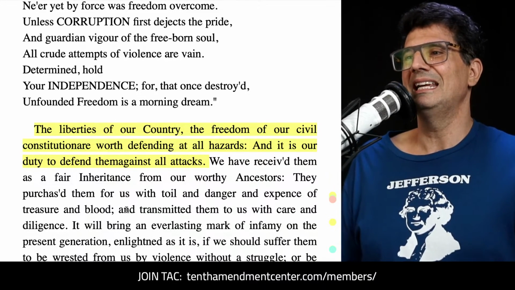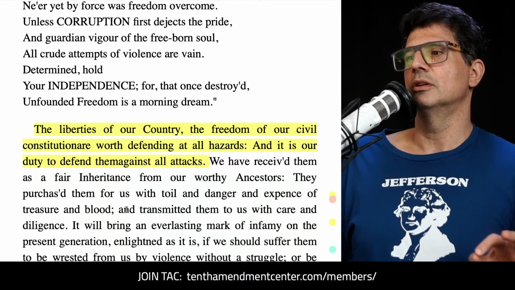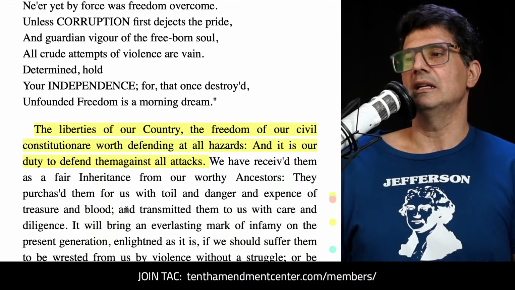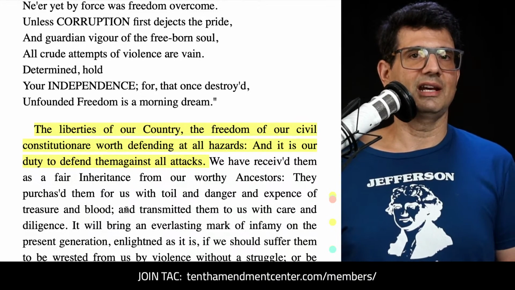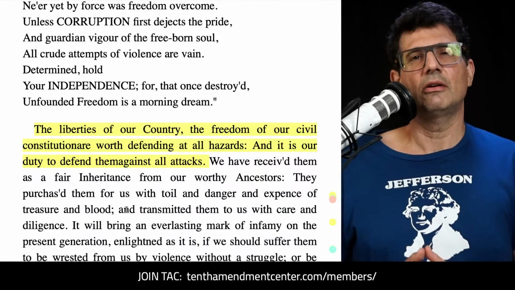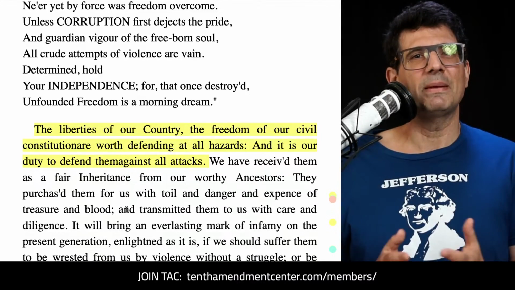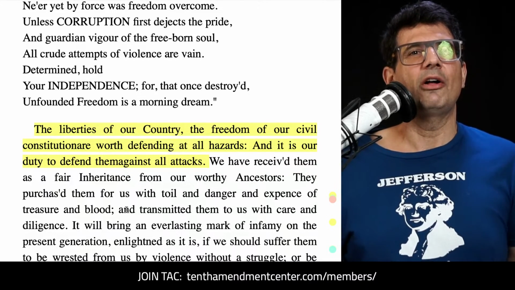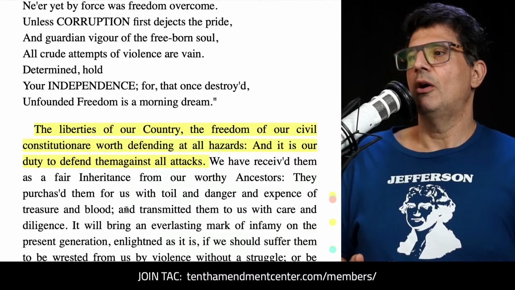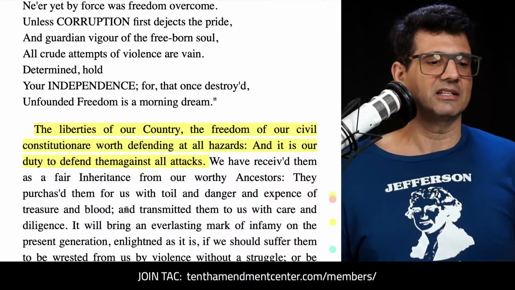But here's how Samuel Adams put it in that same essay. He said, "The liberties of our country, the freedom of our civil constitution, are worth defending at all hazards, and it is our duty to defend them against all attacks." Thomas Jefferson, writing his opinion against the constitutionality of Alexander Hamilton's First National Bank in 1791, the Bank Bill, said, "To take a single step beyond the bounds thus specially drawn around the powers of Congress is to basically give them what he called a boundless field of power."